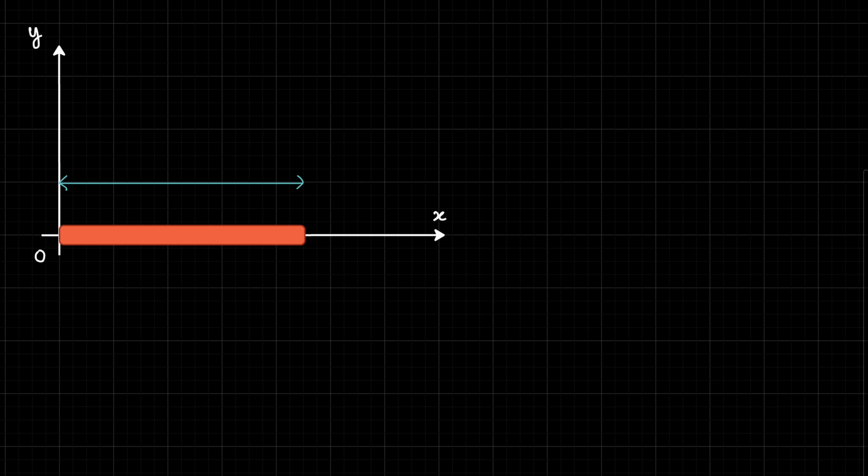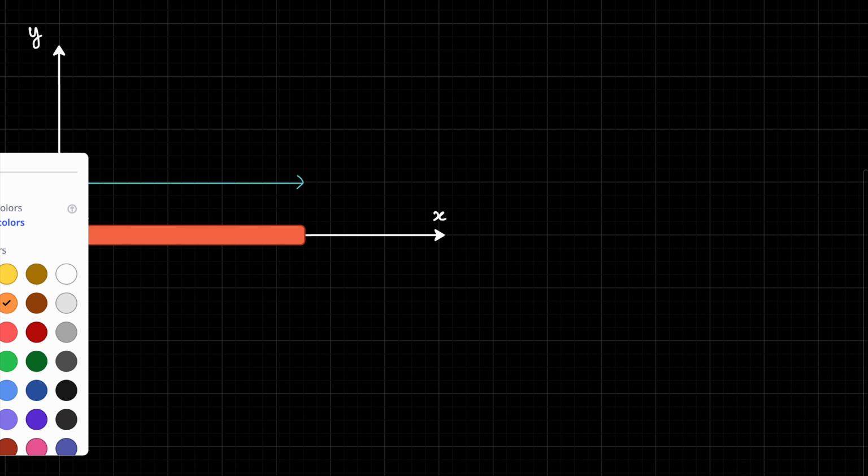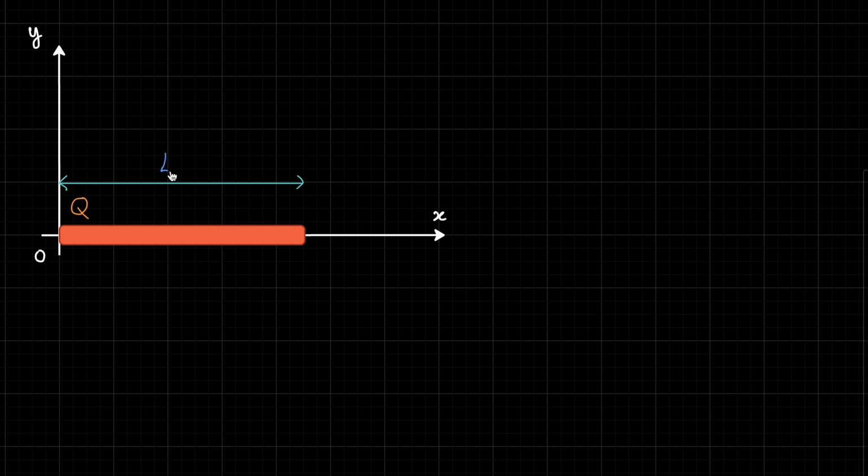In this problem, we have a horizontal line of charge lying on the x-axis, starting from the origin, extending towards the positive x direction. The total charge on the line of charge is capital Q, it's positive, and the total length of the line is capital L. We'd like to find the electric field created by this charge distribution on the x-axis at a random point on the x-axis where x is greater than capital L, meaning in this region to the right of the charge distribution.